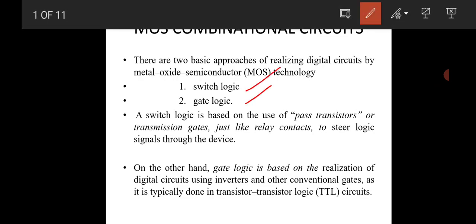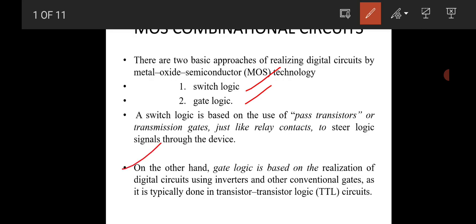Switch based circuit means the switch logic is based on the pass transistor. It can be implemented with the help of a pass transistor, or else we can also use transmission gates. It is just like a relay circuit. A relay passes either a low or high voltage: in the absence of input voltage, the output can be treated as a low value. But if any small voltage is present across the input terminals of the relay circuit, it produces a high output. So that is the case.